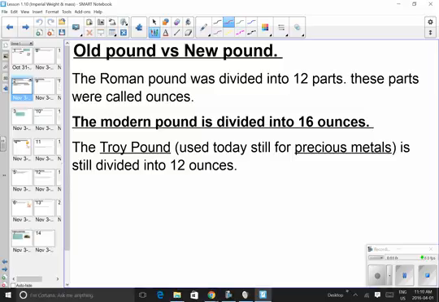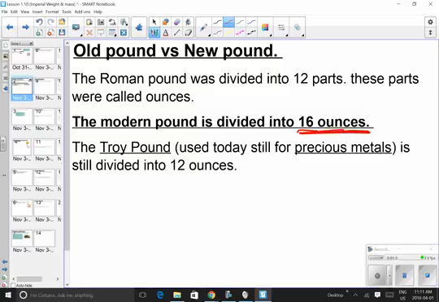Now, we're going to get a free history lesson here. The old pound versus the new pound. Originally, the Roman pound was divided into 12 parts. These parts were called ounces. Now, the modern pound is divided into 16 ounces. So it is different, which is all fine and dandy.